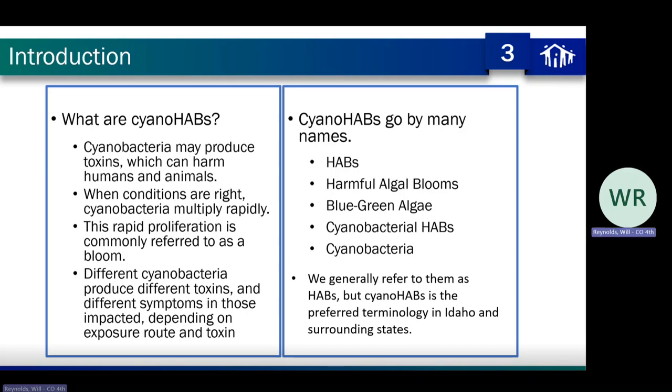So cyanobacteria, they may produce toxins which can harm humans and animals. When conditions are right, cyanobacteria multiply rapidly. The rapid proliferation is commonly referred to as a bloom. And different cyanobacteria can produce different toxins and different symptoms in those impacted depending on the route of exposure and what toxin they've been exposed to.